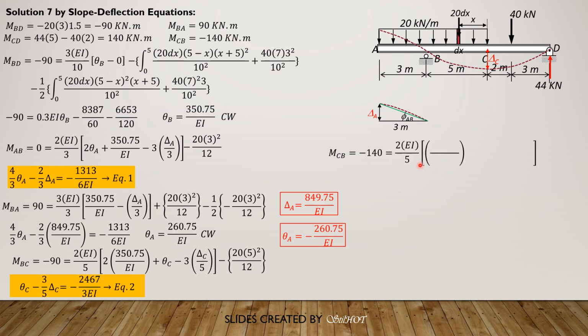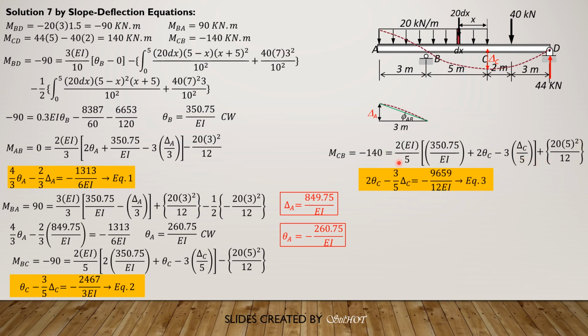Then MCB, C to B, we use the same formula, 2EI, but MCB is negative 140. So negative 140 is 2EI over 5 times quantity theta B plus 2 times theta C minus 3 times delta C over 5. Because the near end is C, this is right of B. The fixed moment here is positive 20 times 5 square over 12. That's the only thing. Then the third equation is 2 theta C minus 3 delta C over 5 equal to negative 140 minus 20 times 5 square over 12 times 5 over 2, then minus 350.75, and you will get negative 9659 over 12 EI.